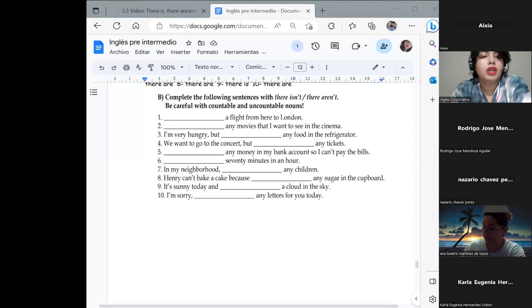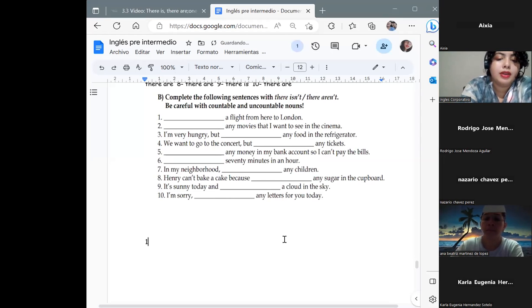Part number two. For the first one, we have a flight from here to London. Un viaje de aquí a Londres. Podría ser, ¿cuál de las dos opciones creen ustedes que es mejor para esa frase? There is, there isn't or there aren't. There isn't. Okay, entonces vamos a ponerlo por acá. There isn't. Very good.